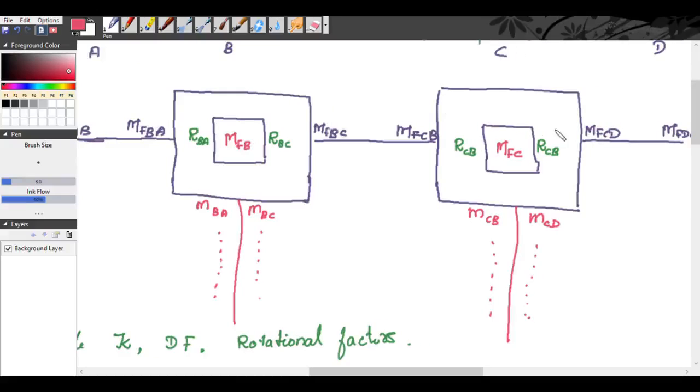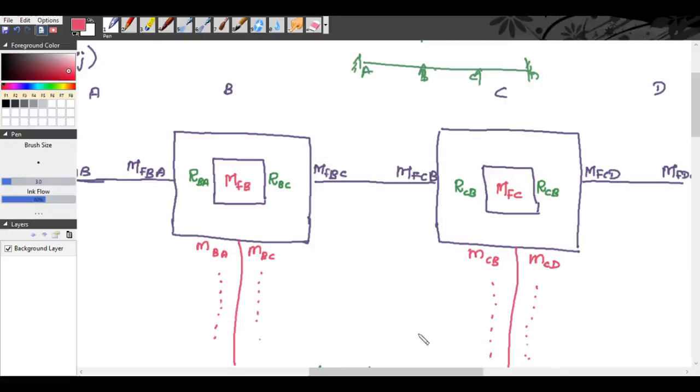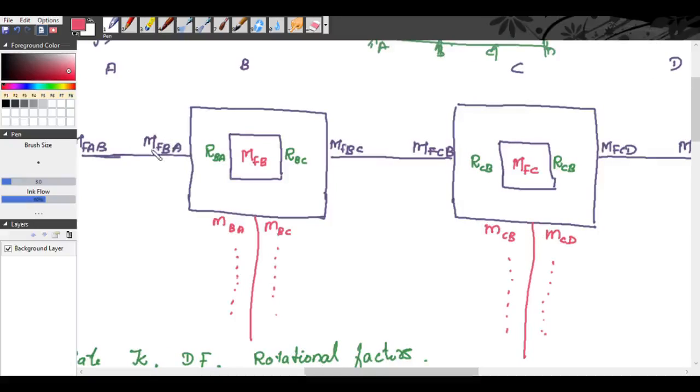If you understand how to write this, your problem will be over. First of all, find the fixed end moments and write them in the outer box. Find the rotational factors and write them in the inner box. Find the restrained moments. Then, using the equation, find the rotational contributions. Fixed end moment is your first step, finding the rotation factor is your second step, writing the restrained moments is your third step, and finding the rotational contributions is your fourth step.